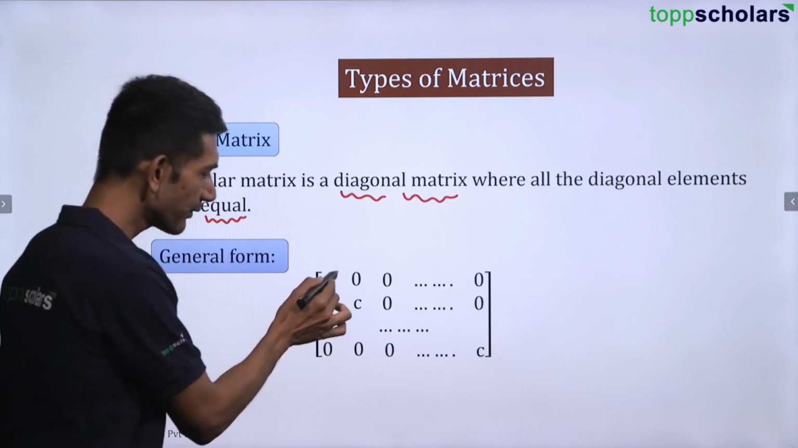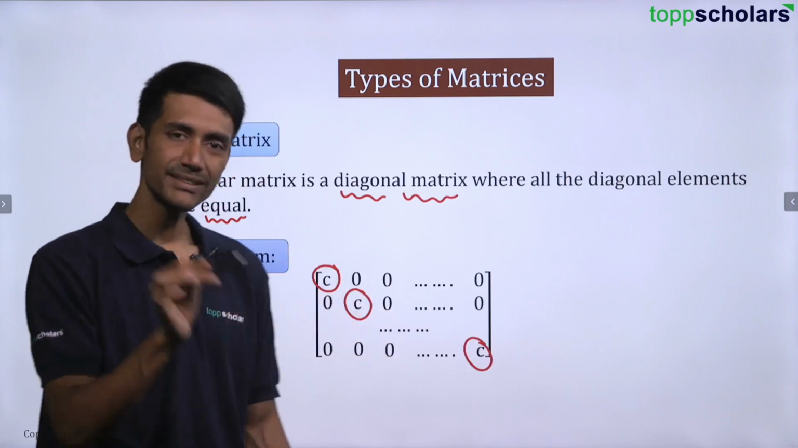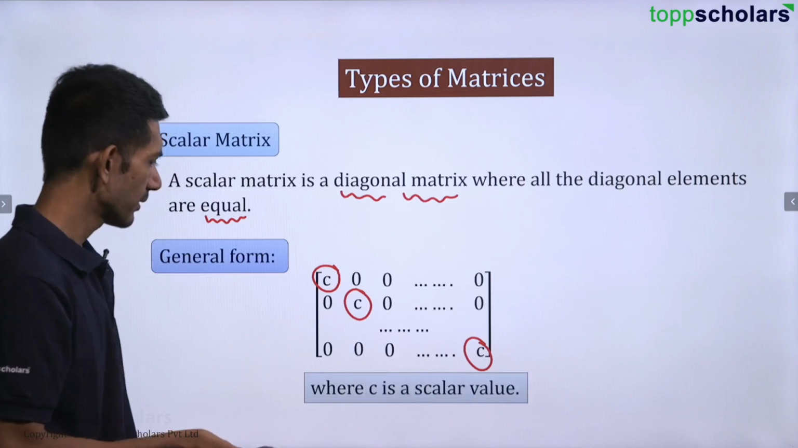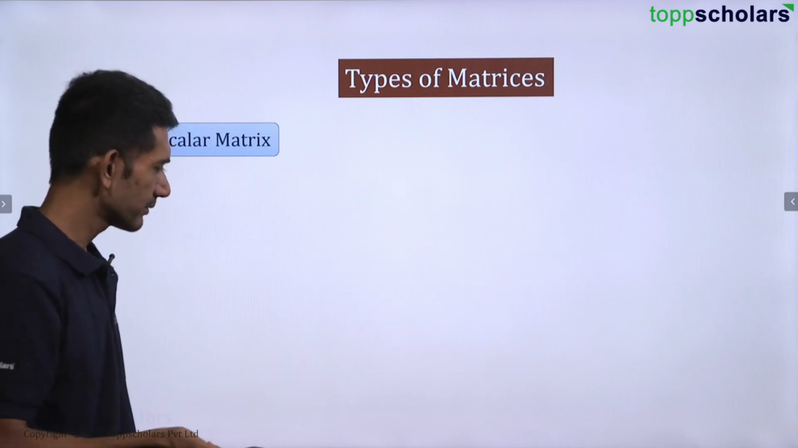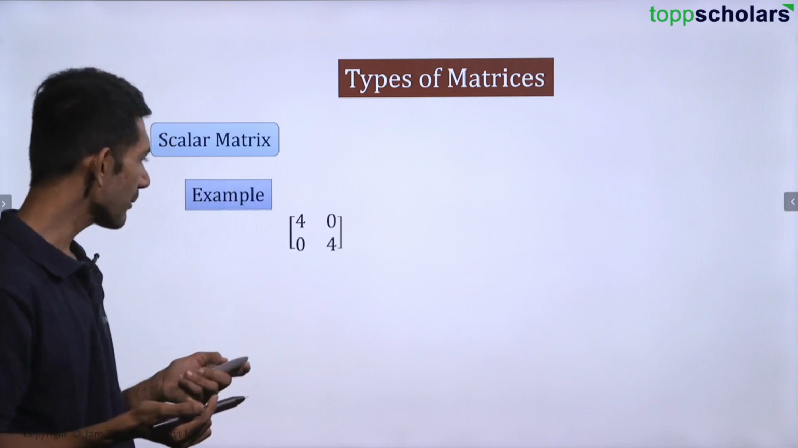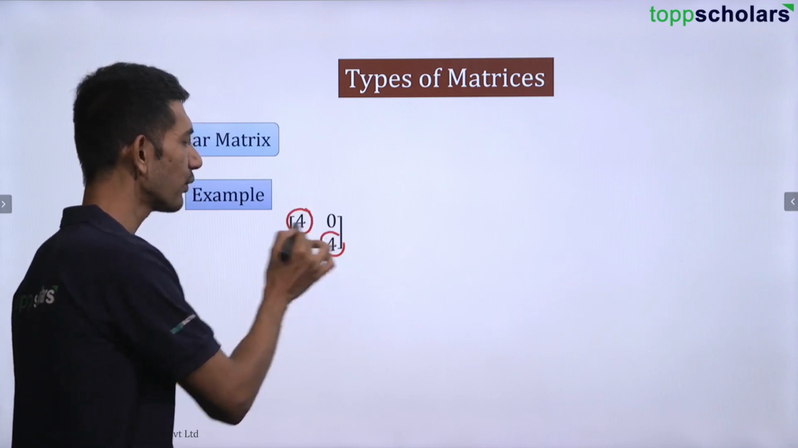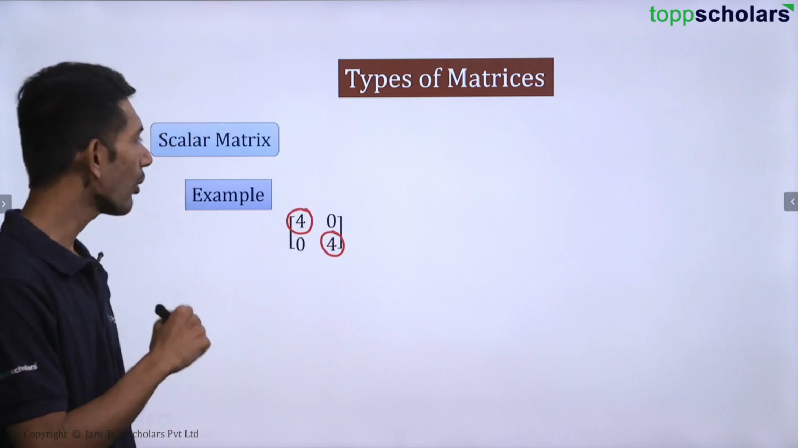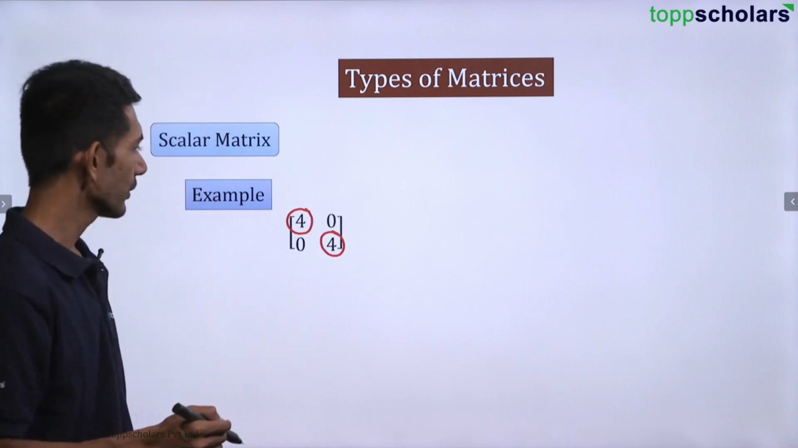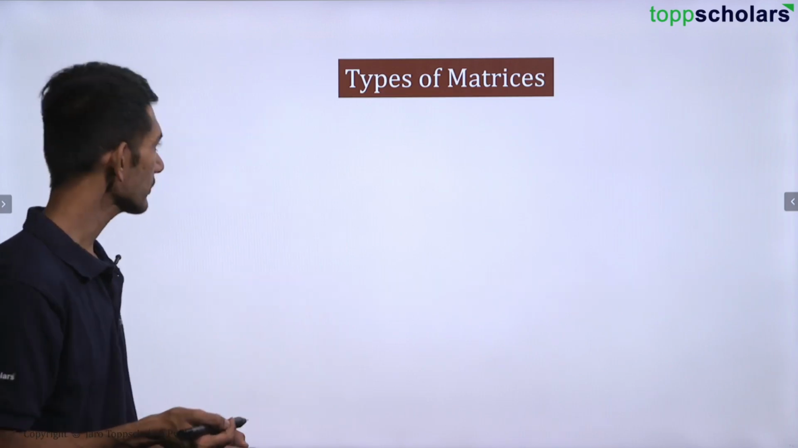So here it is. If you see the diagonal elements, all the diagonal elements are the same, that is C. Other elements are 0. Where C is a scalar, a non-zero scalar of course, otherwise everything will become 0. So for example, 4 0 0 4. See, here we have 4, here also we have 4. So this is an example of a scalar matrix. I hope scalar matrix is clear to you. This is a scalar matrix where all diagonal elements are equal to 4.